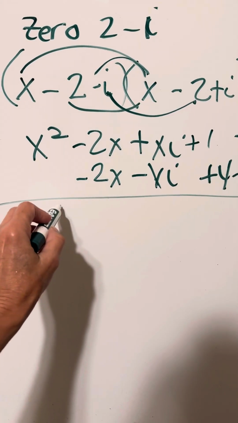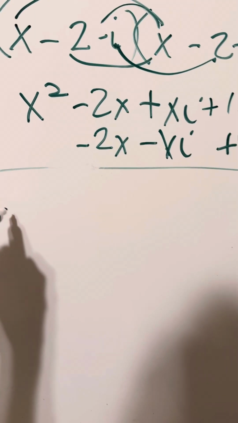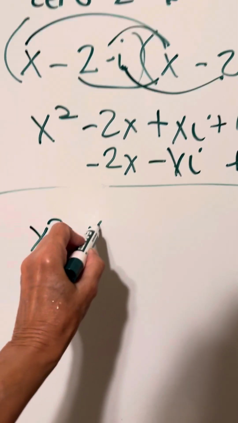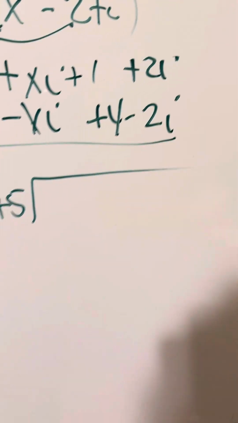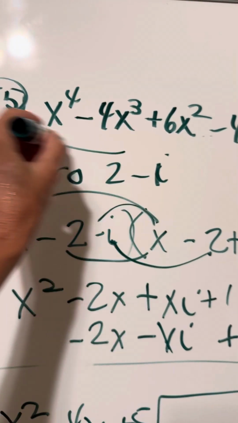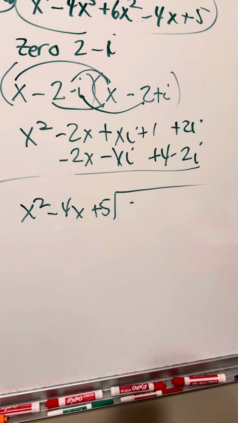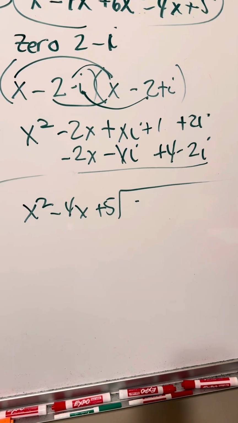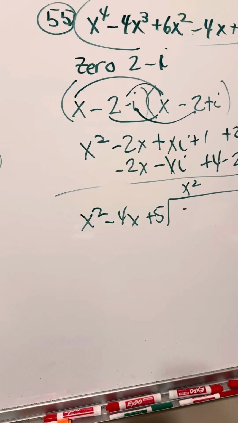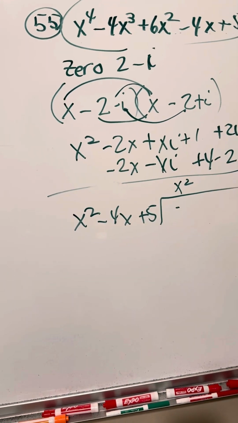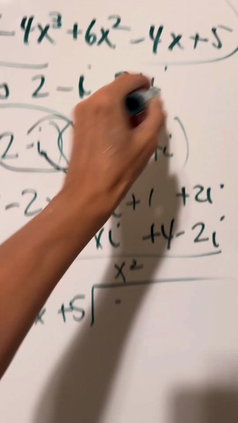So you end up with x squared minus 4x plus 5. I'll write it down a little lower. Then you would do long division with this under the dividing sign, and then you would come up with an x squared, right? You'd have something x squared up here, and then you could use the quadratic formula to find the other zeros. So you'd have a 0 of 2 plus i.